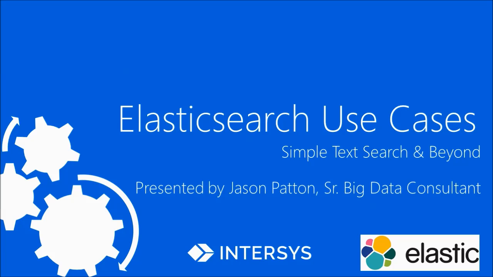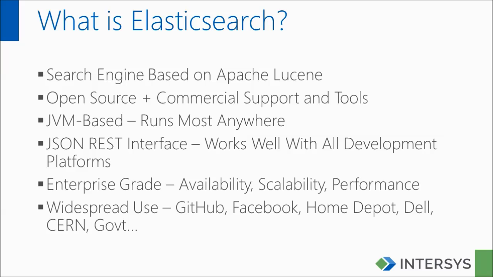All right, so we'll start with the basics, and we'll talk a little bit about what Elasticsearch is for those of you that don't know. So Elasticsearch is a search engine that's based on Apache Lucene. Apache Lucene is an indexing technology that's been around. I've known about it since at least the mid to late 90s, so it's quite mature. Most search engines do use Lucene.